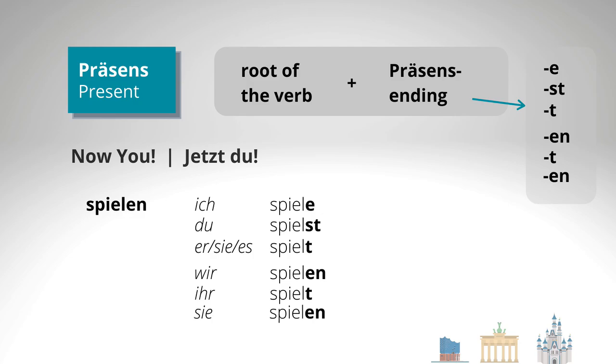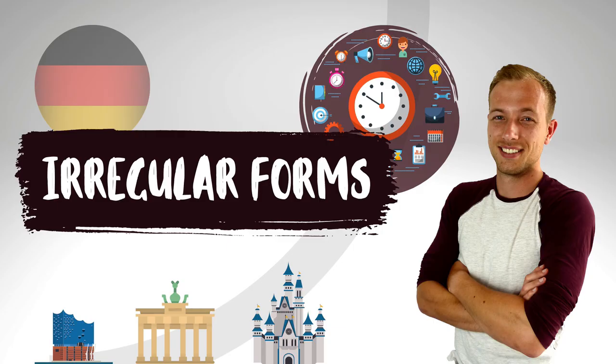But German wouldn't be German if there weren't some irregular forms. And that's where the real challenge begins. But more on that in our next video. Bis gleich. See you soon.